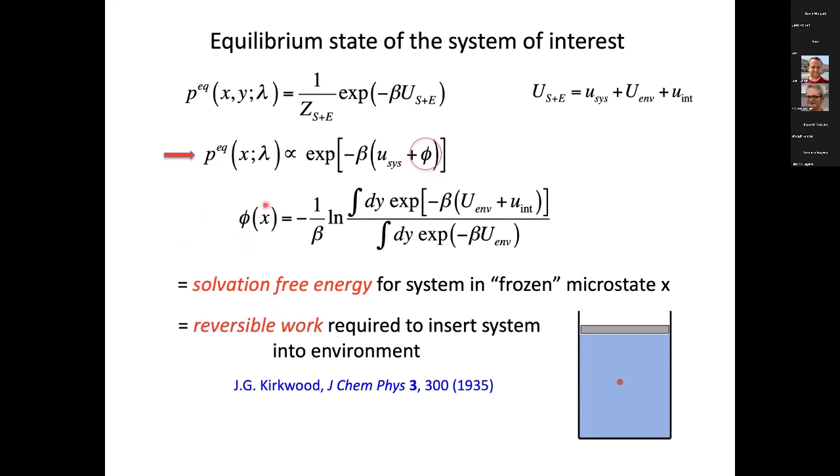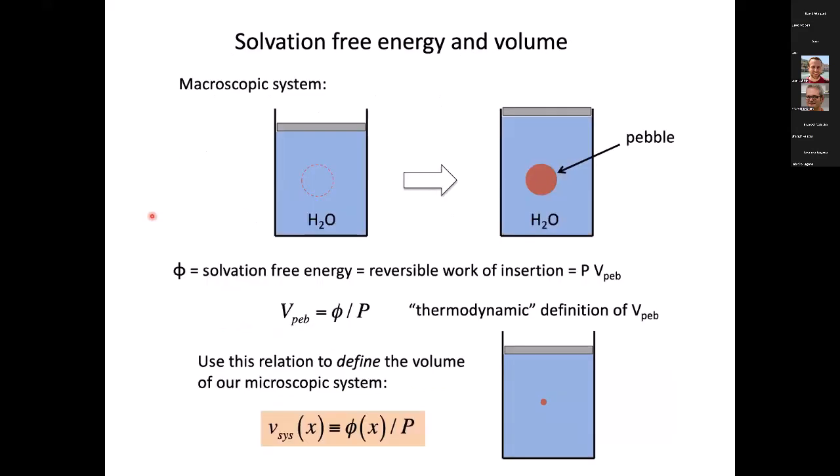So it turns out that this phi of x is exactly equal to that reversible work to insert the system in the environment if I imagine the system is frozen in this configuration X. Okay, so we've kind of accomplished the first thing, which is writing down an explicit formula for the equilibrium distribution. But I shouldn't take any credit for this. This was done already almost 100 years ago by Kirkwood, and all of this is very familiar to people who work, let's say, in solvation chemistry. But this will be very useful for the following analysis.